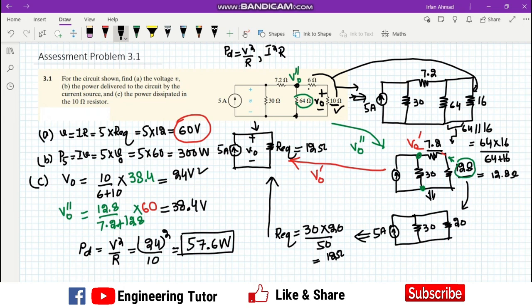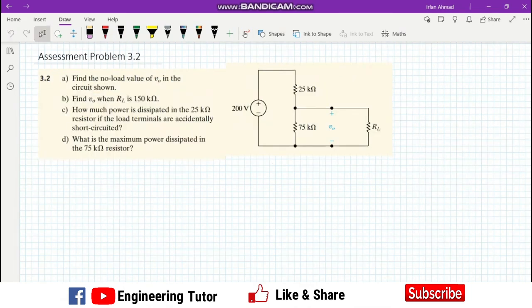Hello students, welcome back. This is assessment problem 3.2, which is a very interesting problem, and it basically illustrates the concept of the loading effect. Here we have a very simple series circuit in which a load resistor is connected across the 7 kilo ohm resistor. It asks us to find the no load value of V naught in the circuit shown. When there is no load, it means RL is equal to infinity, or it is open circuit.